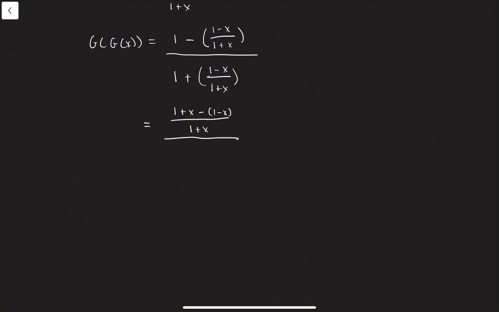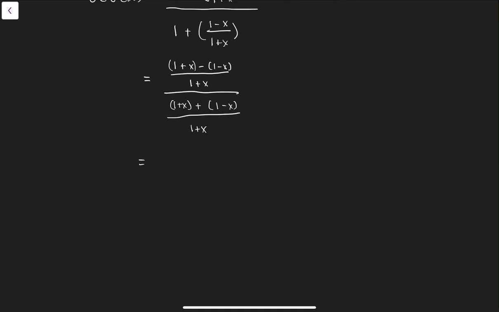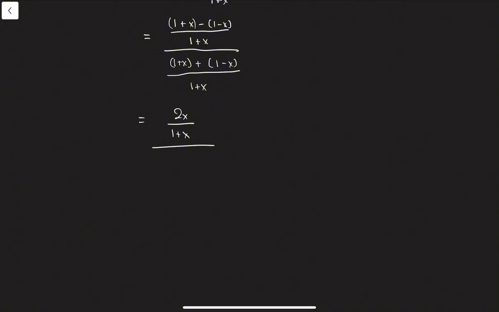Do the same thing on the denominator: 1 plus x, plus, in brackets, 1 minus x, again under 1 plus x. Simplifying everything, on the numerator we'll have 1 minus 1, which is 0, and x minus negative x, which is plus x. We'll have 2x all over 1 plus x. On the bottom, we'll have 1 plus 1, which is 2, and the x's cancel each other out, all over 1 plus x. And then flipping this into a form that we can use.